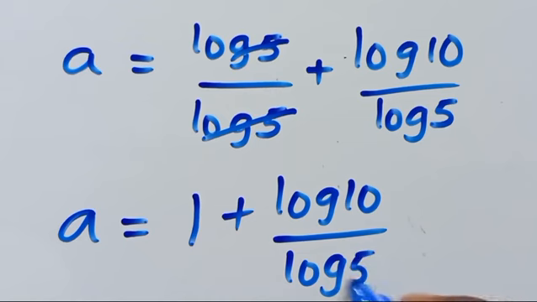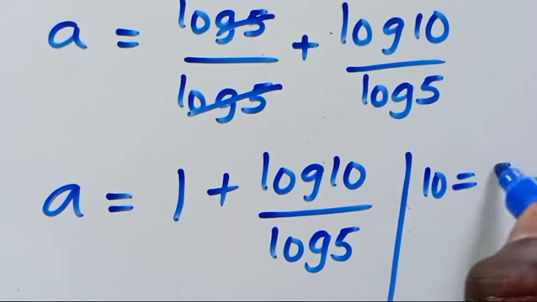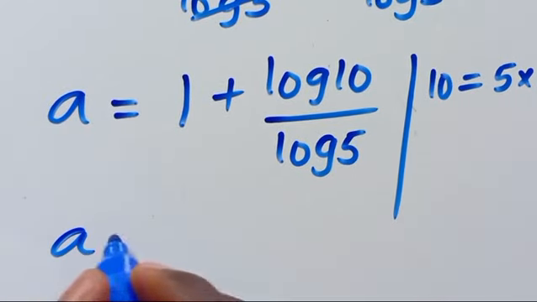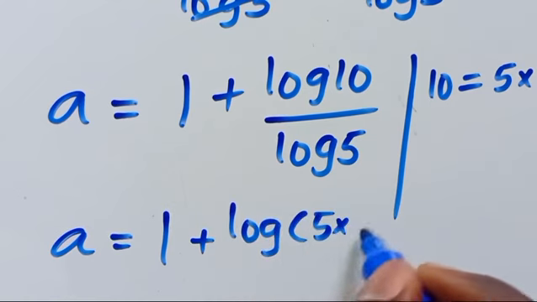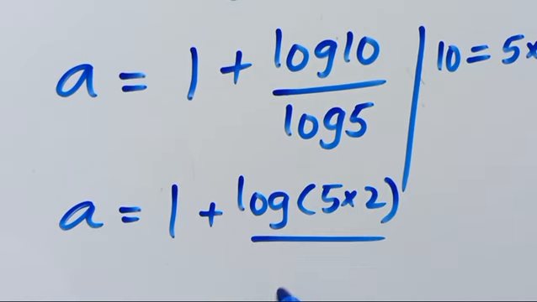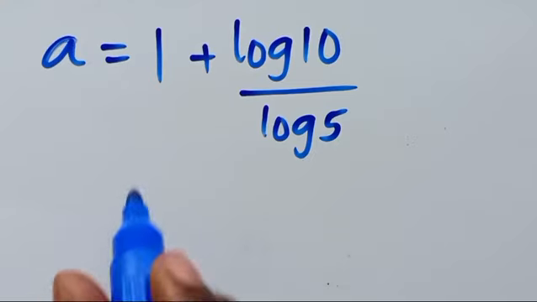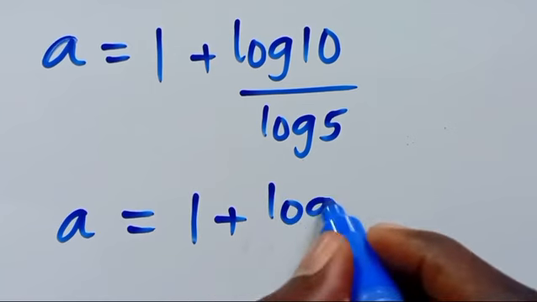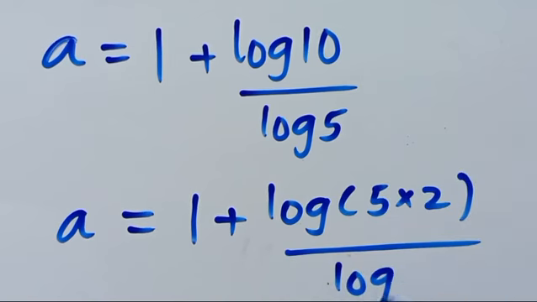Then let us note that we can have 10 to be equals 5 times 2. So from here too, we have a to be 1 plus log of 5 times 2 divided by log 5. So from here, we have a equals 1 plus log of 5 times 2 divided by log 5.